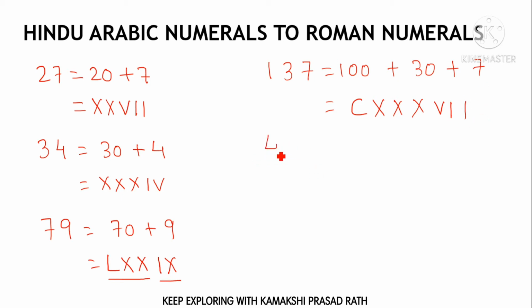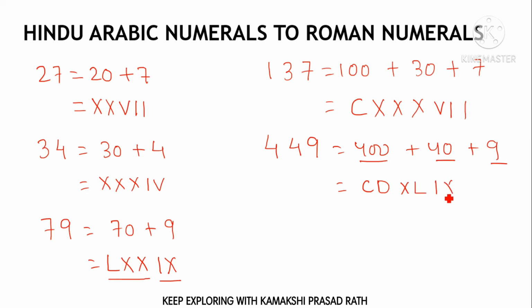Similarly, suppose we write 449. So 400 plus 40 plus 9. We have to first expand, and after that, one by one. These are the basic numerals. Remember, 400, then 40, then 9. 400 can be written as CD. Remember the group CD. Then 40 is written as XL, and 9 is written as IX. So this is 449. Similarly, suppose I want to write 999.